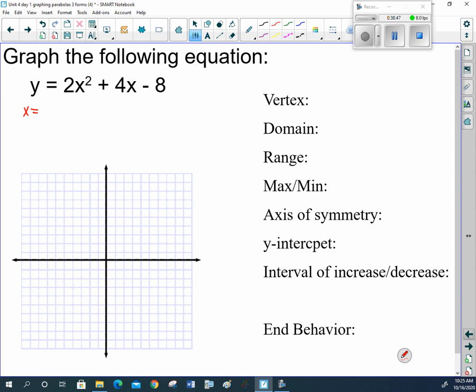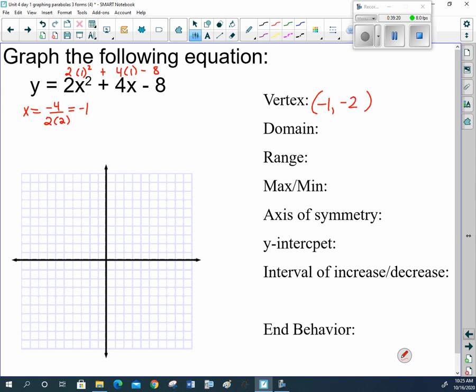So I'm going to say x equals opposite of b over 2 times a. So that's -1. So I know my vertex is -1, comma, let's put -1 in right here. If you're doing this by hand, you have to be careful with your order of operations. You have to do the power first, before you multiply by 2. So 1 squared is 1, times 2 is 2, plus 4 is 6, minus 8 is -2.